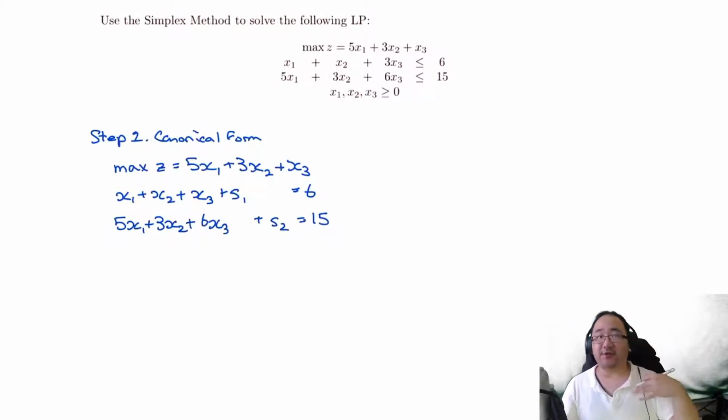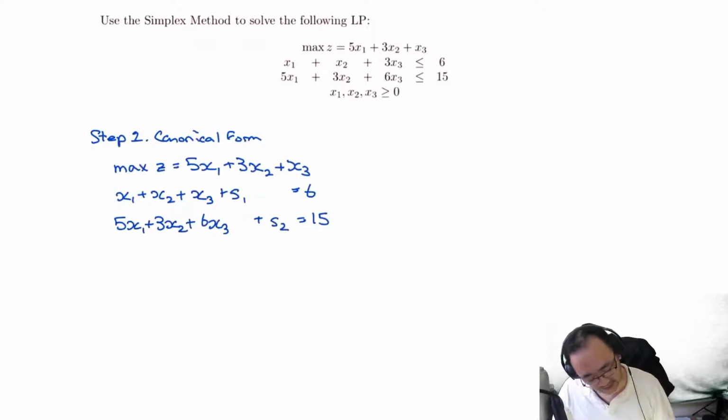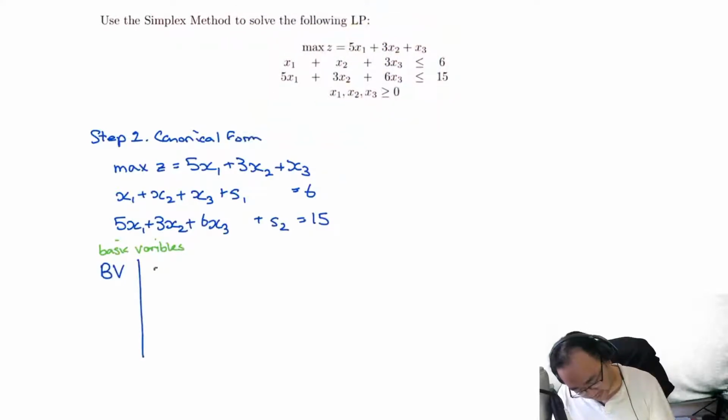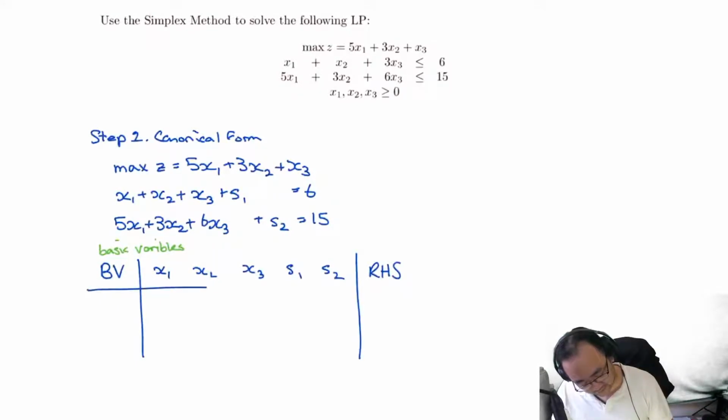So now the next thing after we converted it into canonical form is that we can put it into a tableau. Now the tableau in itself has a pretty specific form, so hopefully you can just follow the pattern. So basically on the left column we got BV, which stands for basic variables, and I'll explain what they are later. And then we've got x1, x2, x3, s1, s2, so these are all the variables we have, and then we've got the right hand side.